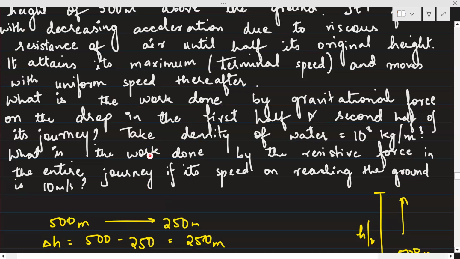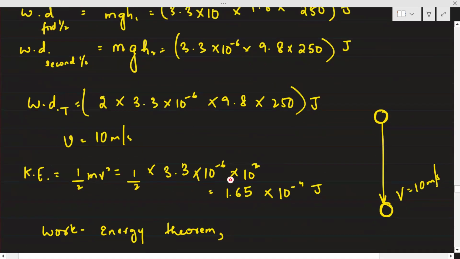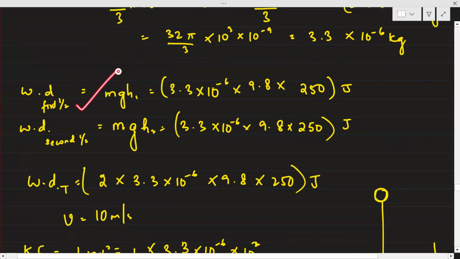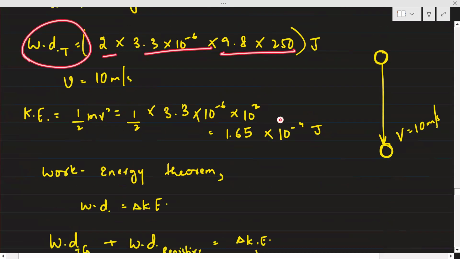In the last part, it says, what is the work done by the resistive force in the entire journey if its speed is 10 meters per second? What is the work done by the resistive force? Total work done by gravity will be the sum of both the work done. You will add them, so it will be 2 into this, basically double of it.